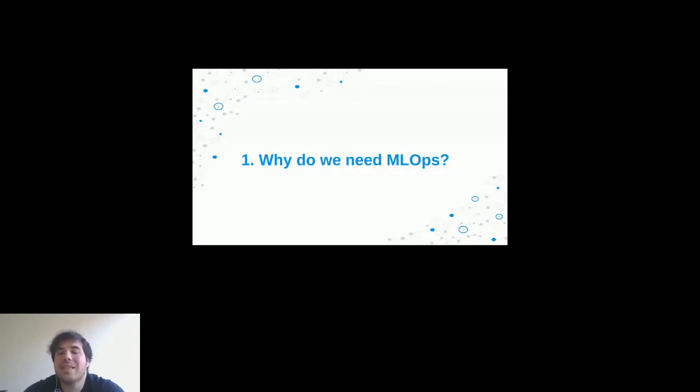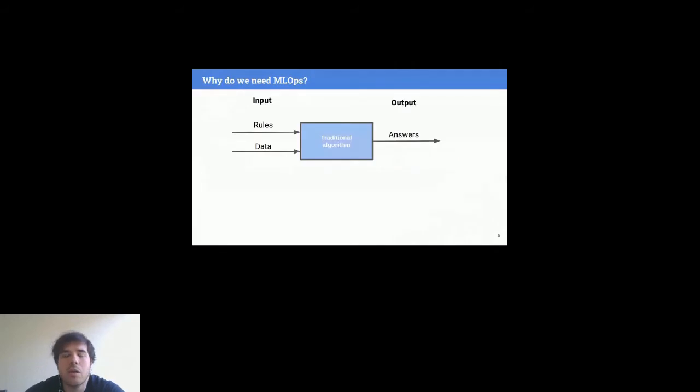This is the traditional way to work with algorithms. This is the way in which humans create any algorithm. We have an algorithm that is composed of a group of rules. This is the code that programmers put in the algorithm, and we have some data that is the input that we use to generate an answer. This is the traditional method to create an algorithm.